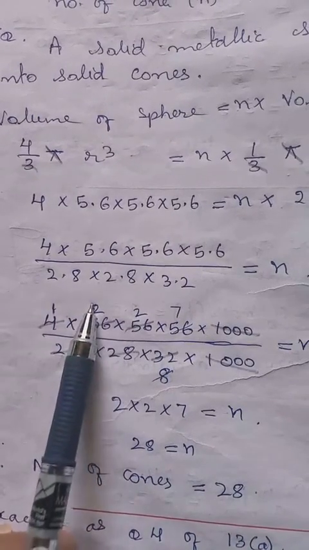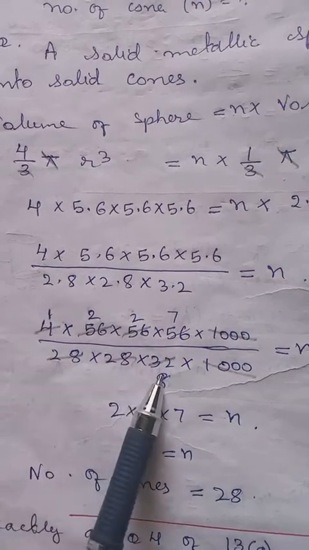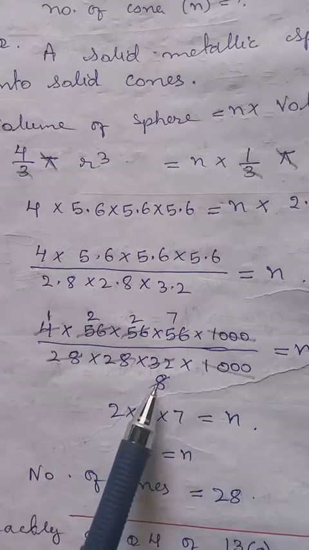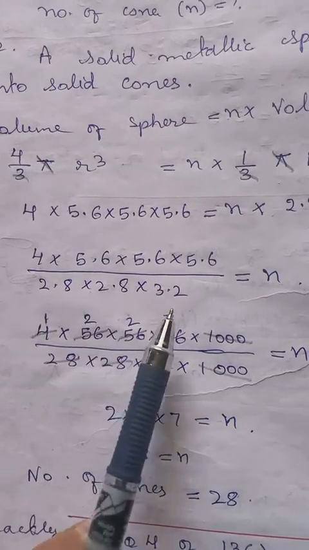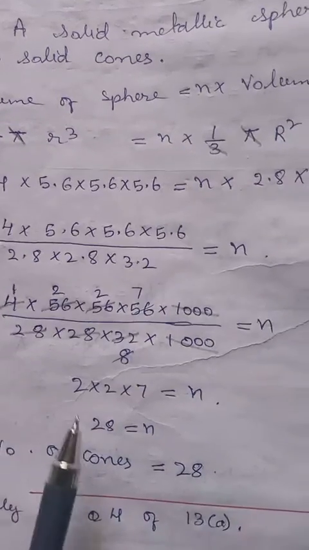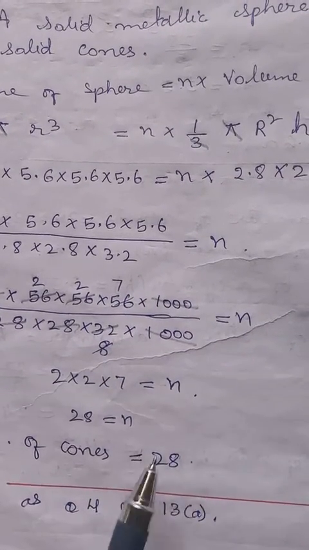28 divided here we have 2, 28 divided here 2, then 4 into 8 will be 32, 56 divided by 8 will be 7. So 2 into 2 is 4, 4 into 7 is 28. So the number of small cones formed from that particular sphere is equal to 28.